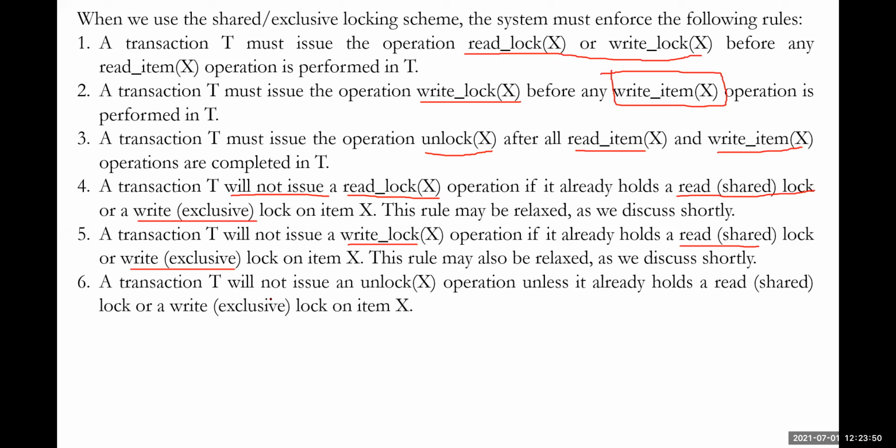Now, a transaction T will not issue unlock before completion of all different kinds of operations. Unless you hold a read lock or write lock, you cannot apply unlock. If you operate unlock, then you will be put into an indefinite waiting state. These are the six points which we have to remember.